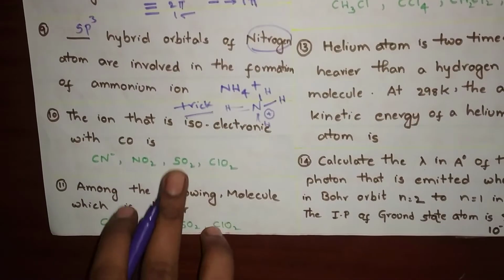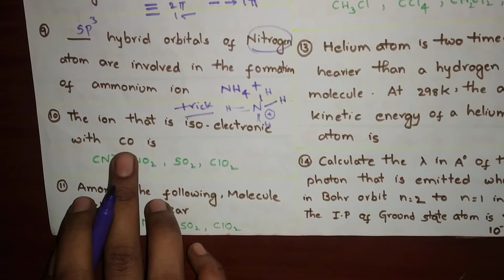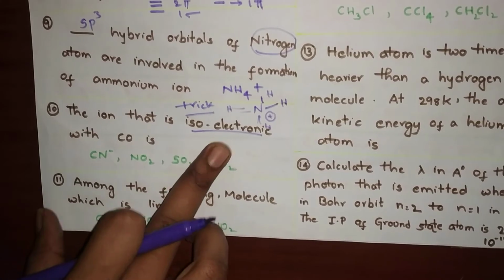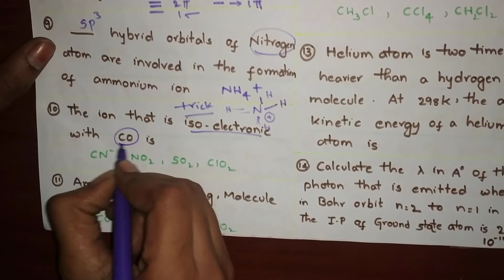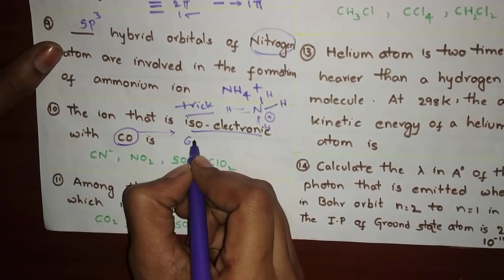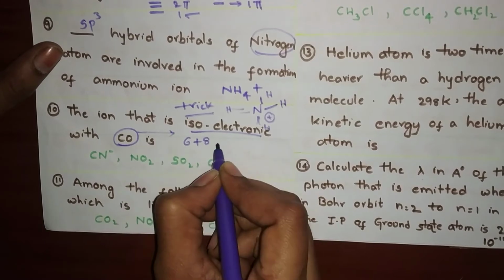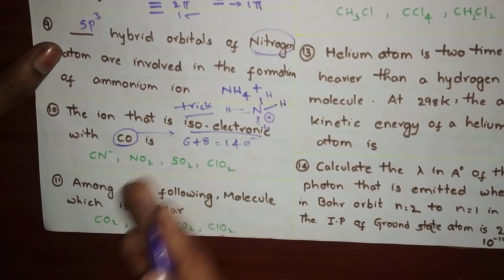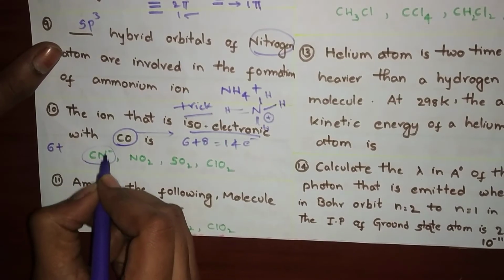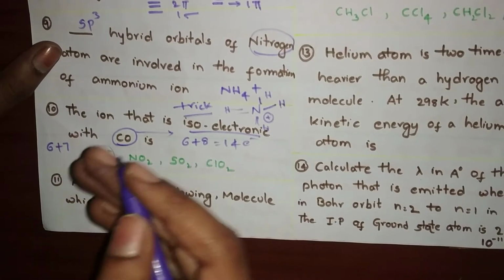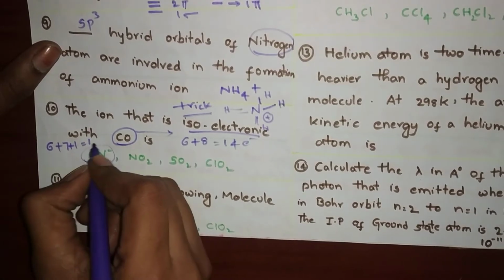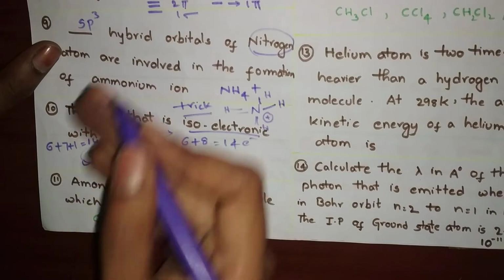Okay. The ion that is isoelectronic with the carbonyl. Isoelectronic means having the same number of electrons. For carbonyl, carbon atomic number is 6, so 6 plus oxygen atomic number 8, so 14. It consists of 14 electrons. Look at the options. First, cyanide minus: C 6 plus nitrogen 7. If minus charge is there, then add it. Then it will become 8 plus 14. So yes, this is isoelectronic with the carbonyl.